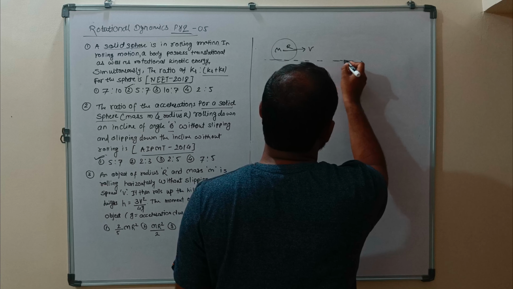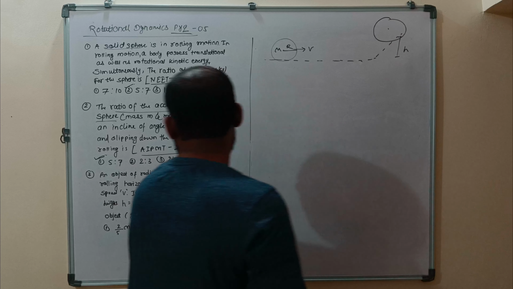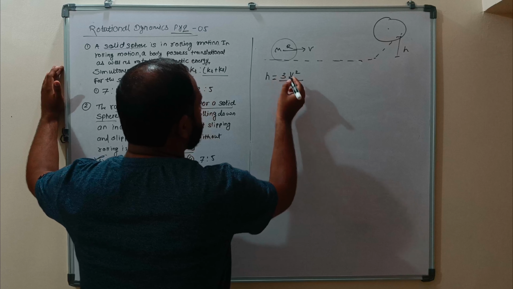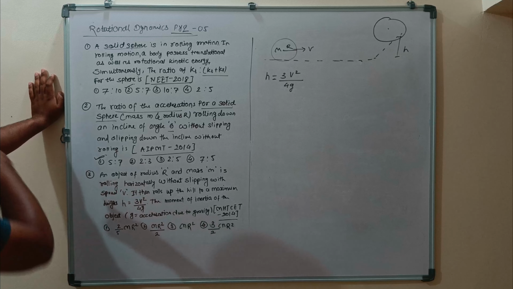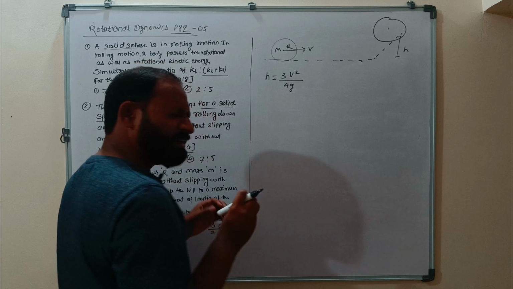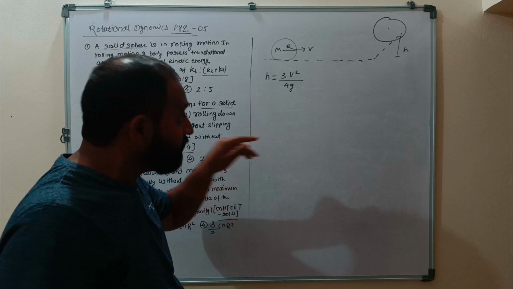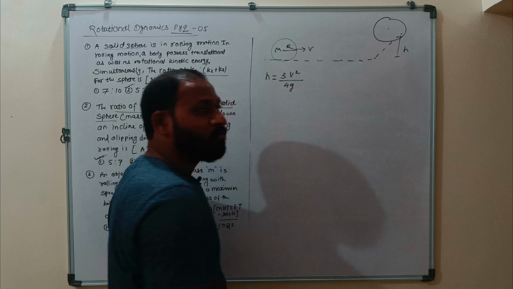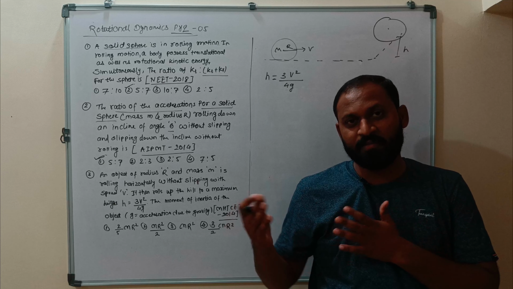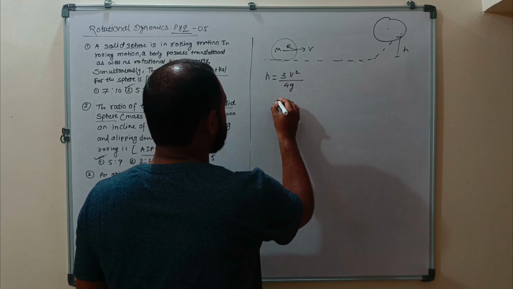The body goes to the height h, and they have given the height as 3v square upon 4g. They are asking for the moment of inertia of the object, which means finally asking which body this is: a solid cylinder, a disc, or a ring? If you get the value of the moment of inertia, you can easily find out, because you already know the moment of inertia of some objects: mr square for a ring, mr square by 2 for a disc, mr square by 2 for a solid cylinder, and so on.